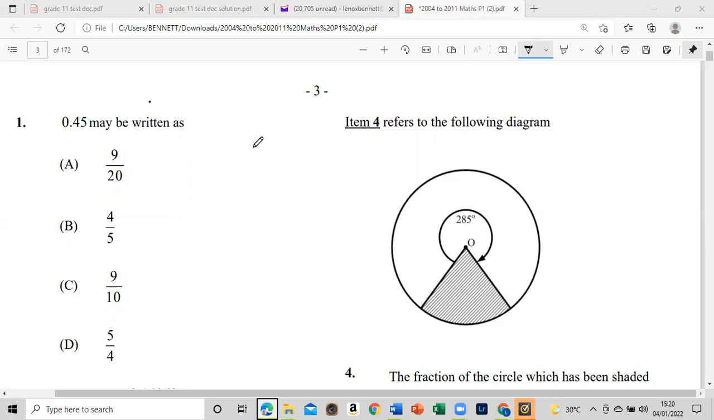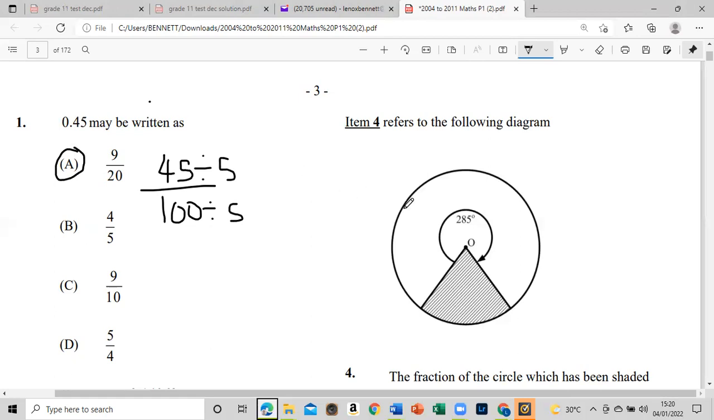Number one said 0.45 may be written as 9/20, 4/5, or 9/10. They always give you a nice easy one to start. So 0.45 can be the same thing as 45 over 100. Right? And then now we divide both sides, both of them, by 5. So that's 9/20.